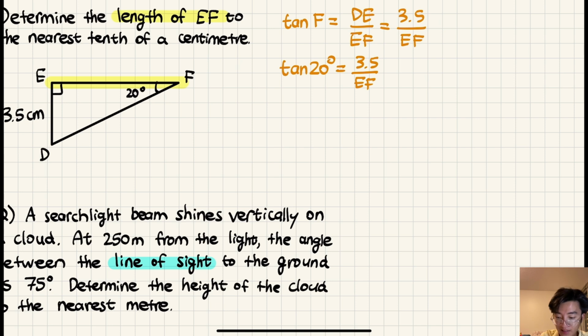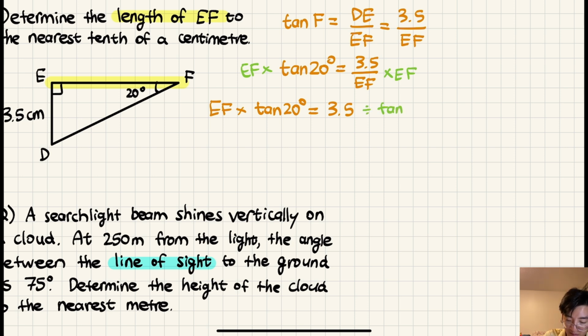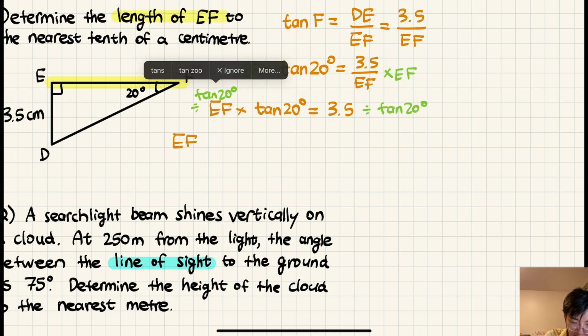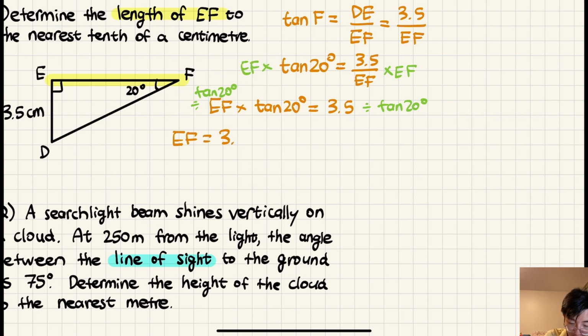From here, once again, back to basic algebra. We multiply both sides by EF to get rid of the fractions, because as mathematicians, we do not like fractions. We have EF times the tangent of 20 equals 3.5. And now to isolate EF, we divide both sides by the tangent of 20 degrees. We have EF equals 3.5 divided by the tangent of 20 degrees. And all that's left is to plug into a calculator, of course in degrees mode.